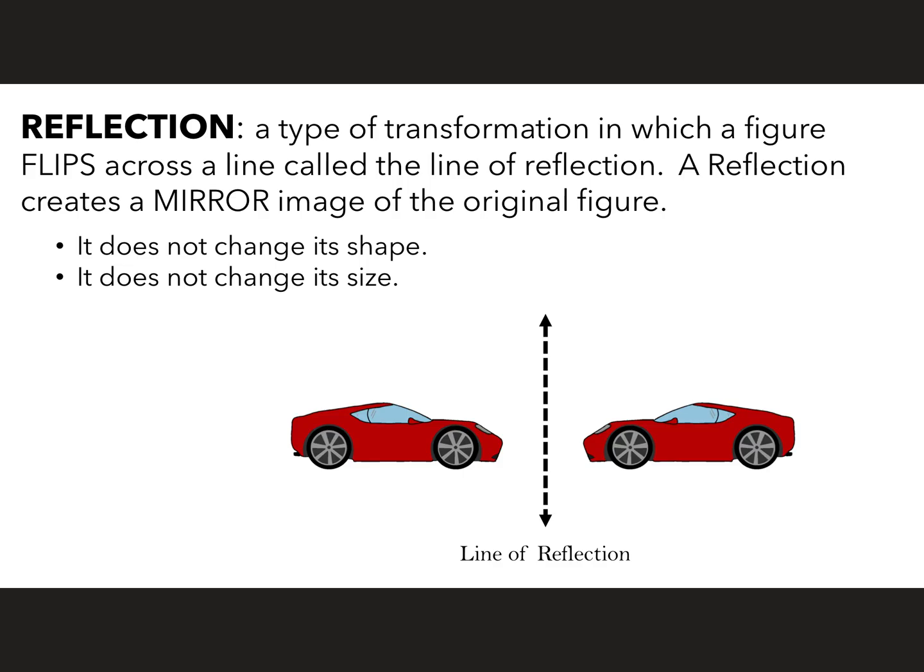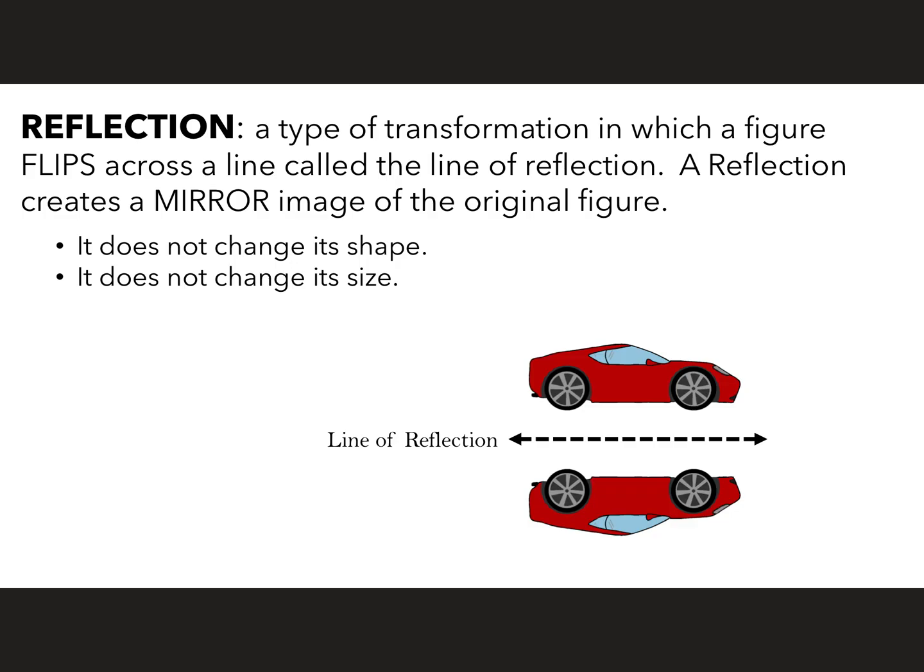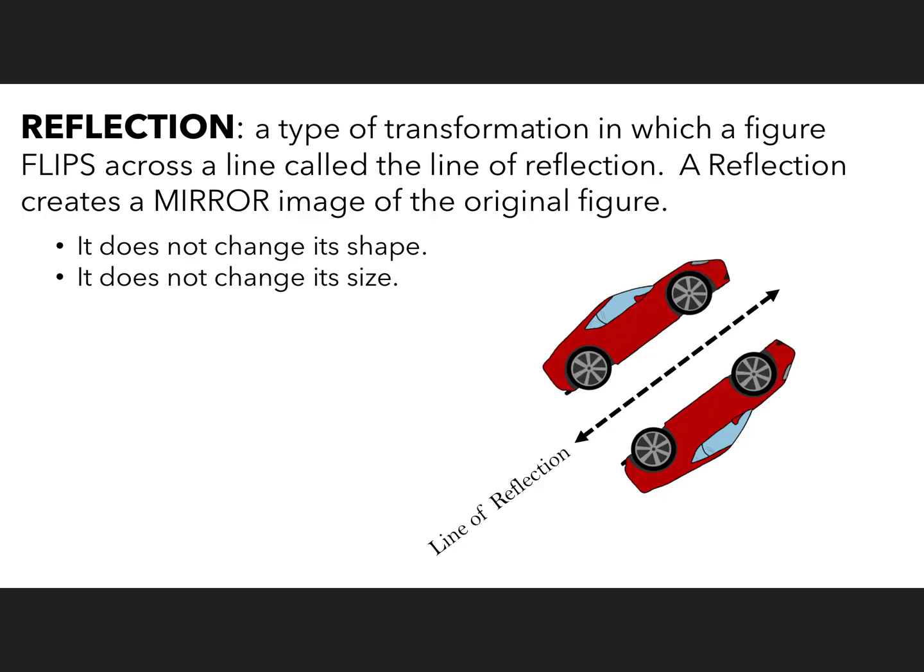And this line of reflection can be vertical like you see right here, kind of like your y-axis. Or it can be horizontal, like your x-axis. And your line of reflection can also be diagonal. Now in this video, we're only going to be talking about reflecting across the x-axis and the y-axis, not diagonal.